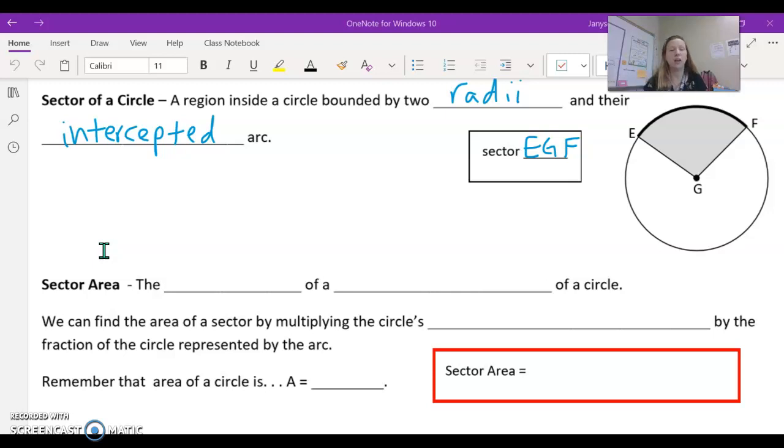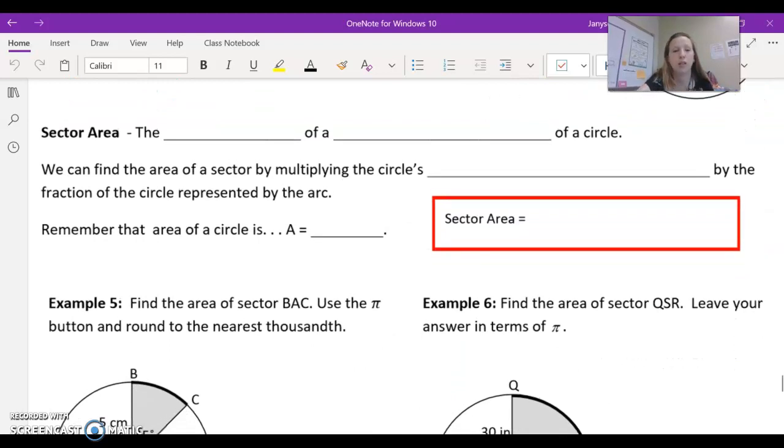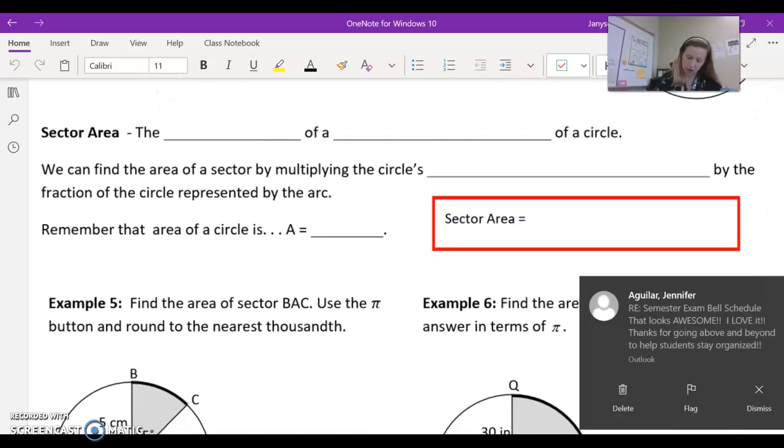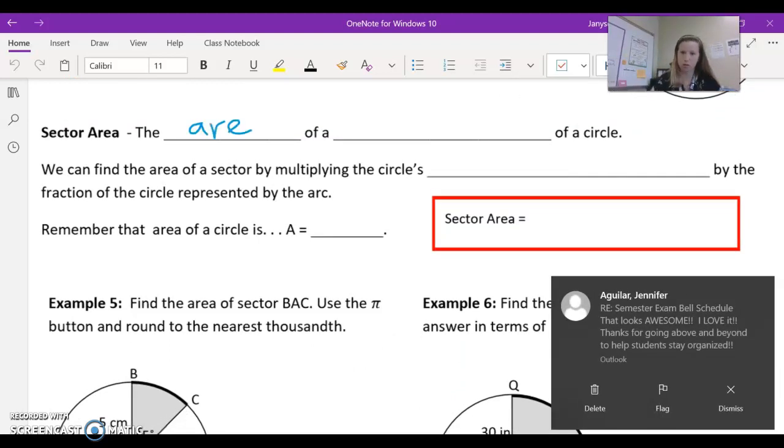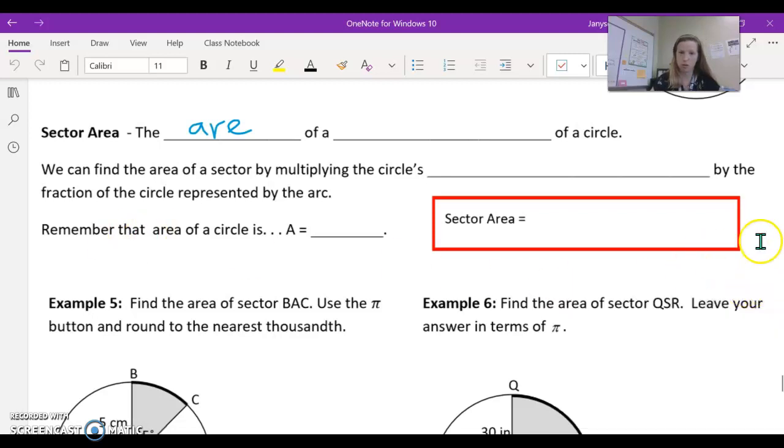Now, to find the area of a sector is the area of a section or piece of the circle. We find it by multiplying the circle's area by the fraction represented by the circle's arc length.